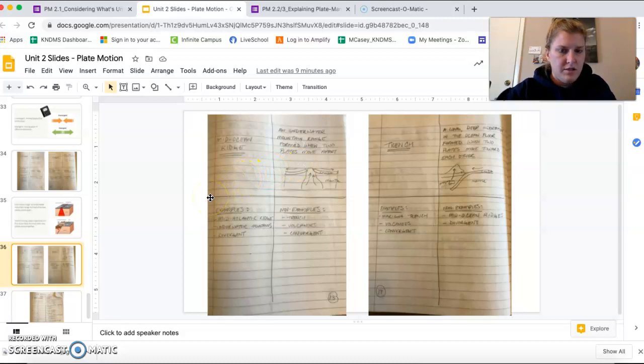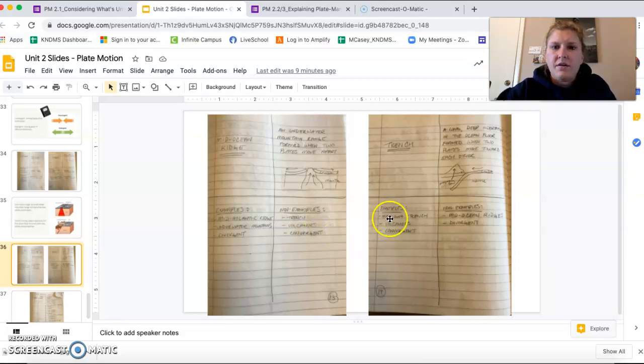For these two terms, I stuck to the same thing that we've been doing with examples down here and non-examples over here. Under examples, I put Mid-Atlantic Ridge and underwater mountains and the word divergent, because I want you to associate this landform with the term divergent. Under non-examples, I put trench, volcanoes, and the word convergent.